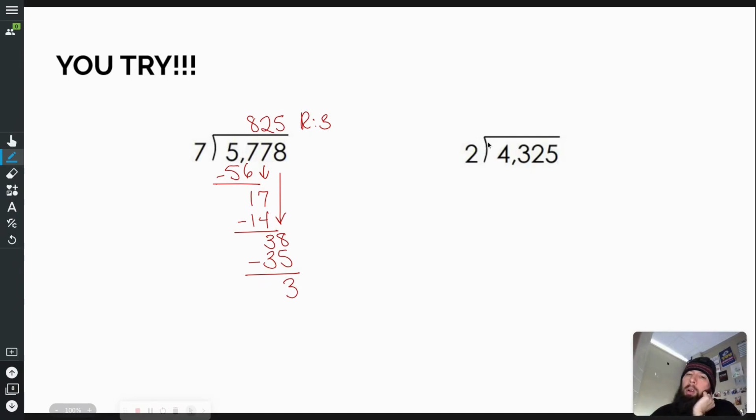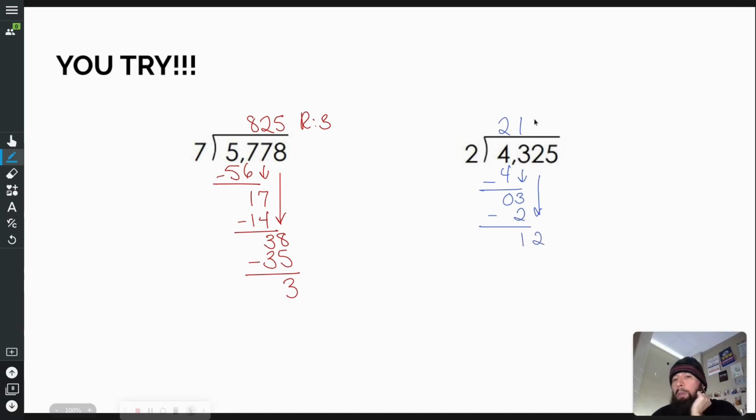2 goes into 4. 2 times 2 is 4. Subtract them. You get nothing. Drop down the 3. 2 goes into 3 once. So 1 times 2 is 2. Subtract them. 3 minus 2 is 1. Nothing minus nothing is nothing. Drop down your 2.